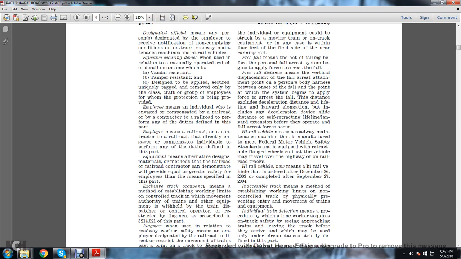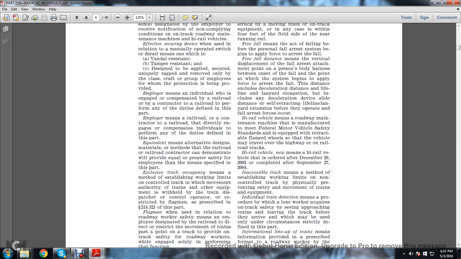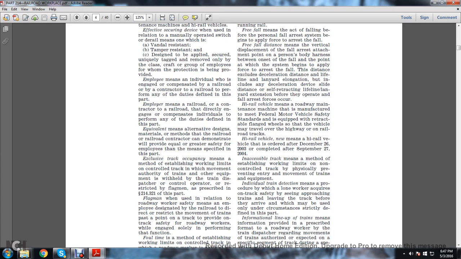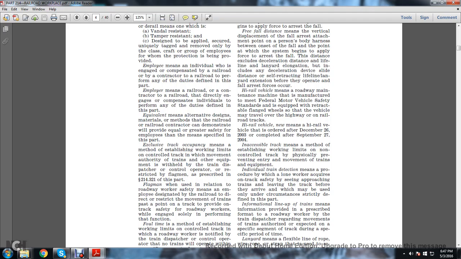Employee means an individual who is engaged and compensated by a railroad or by a contractor to the railroad to perform any of the duties defined in this part. Employer means a railroad or contractor to the railroad that directly engages and compensates individuals to perform any of the duties defined in this part. Equivalent means an alternative design, material, or method that the railroad or contractor can demonstrate will provide equal or greater safety for the employees than the means specified in this part.